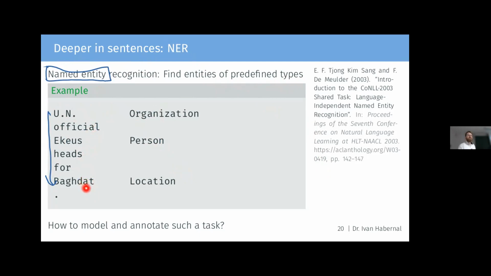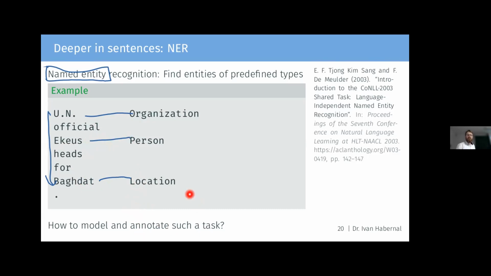So this is some news from 2002, I guess. And here we have the UN labeled as organization, Ekeus is probably some person, and Baghdad is definitely a location, a city. So how to model this task? Because it's not like saying, well, this is a binary decision over the whole document. So how can we model that?